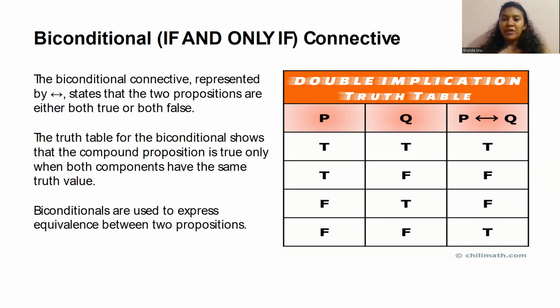So the truth table of the double implication is: when P is true and Q is true, the double implication becomes true. When P is true and Q is false, the double implication is false. When P is false and Q is true, the double implication will be false. When P is false and Q is false, the double implication will become true.